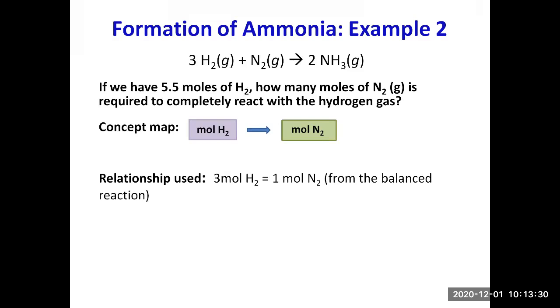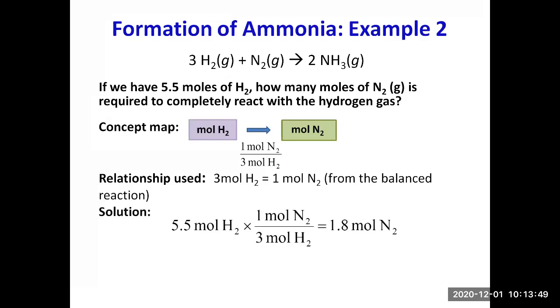And because we start with moles of hydrogen, we want the 3 moles of hydrogen on the bottom of the conversion factor and then the 1 mole of nitrogen on top. So when we are ready to do the calculation, we take the given amount of 5.5 moles of hydrogen and we multiply it by the conversion factor, which is 1 mole of nitrogen over 3 moles of hydrogen. We see that the moles of hydrogen cancel, and again, it is important to specify moles of what. Here it's moles of hydrogen that cancel, and we're left with moles of nitrogen, which is what we want to find. And so 5.5 divided by 3 is 1.8 moles of nitrogen that you will need to completely react with the 5.5 moles of hydrogen.